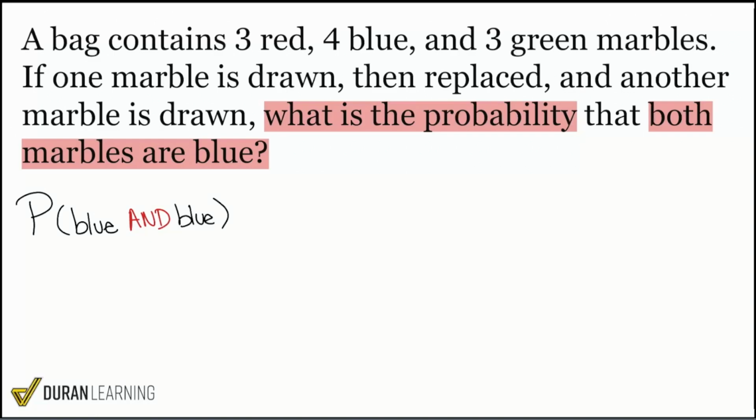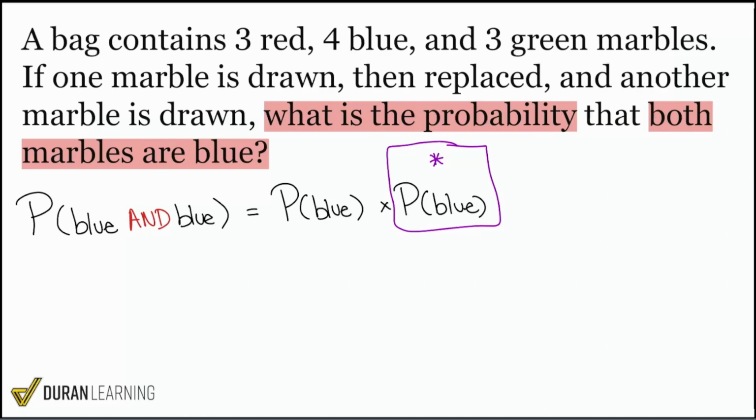If you'd be so kind, what operation are we thinking of when we think of the word and? Correct. Multiplication. So the way that we calculate probability with and is multiplication. We are going to find the probability of selecting blue, and we're going to multiply that by the probability of selecting blue. But I'm going to put a very big asterisk right here, because this is really going to depend on this phrase right here, being replaced.